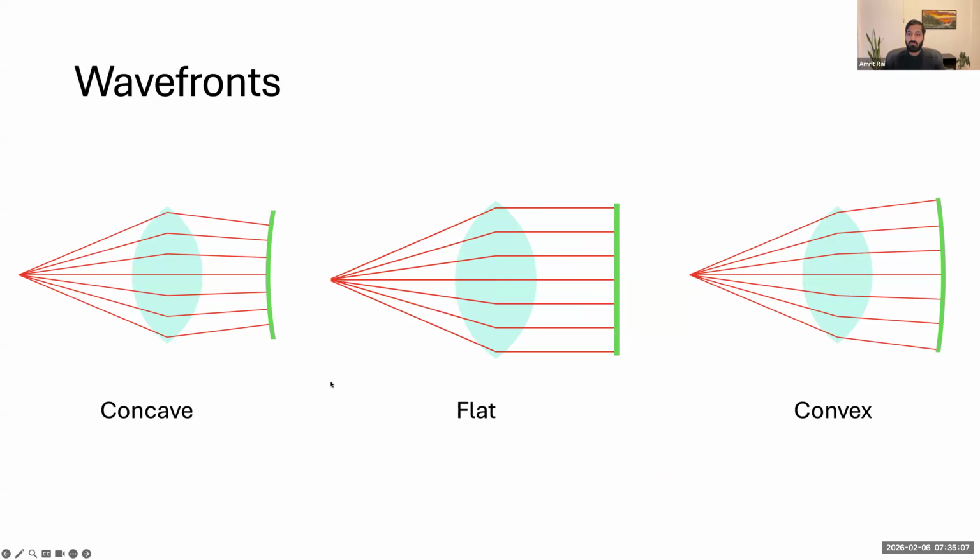And these resultant wavefronts can take on many different shapes. If the light exits the optical system converging, then the wavefront will be concave. If the light exits with zero vergence, we'll have a perfectly flat wavefront. And if the light exits the optical system diverging, then the wavefronts will be convex.